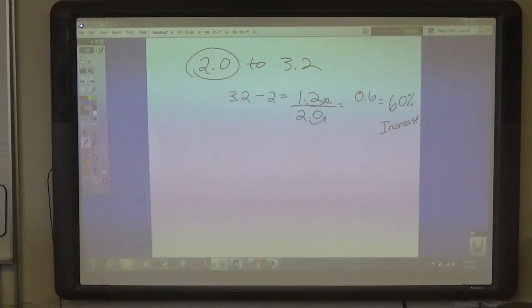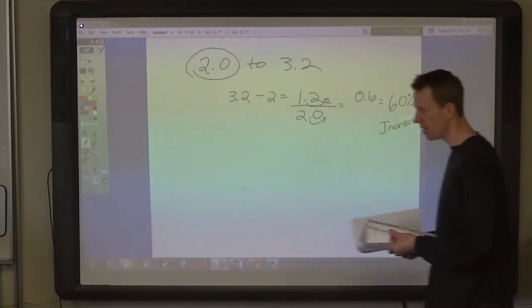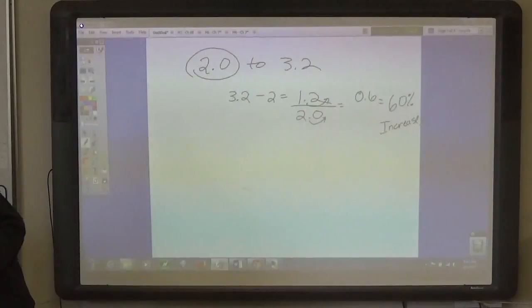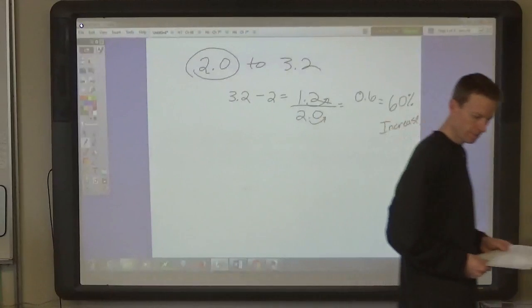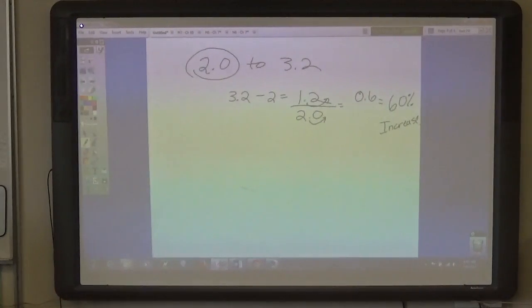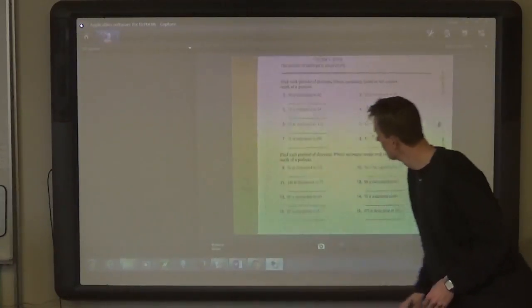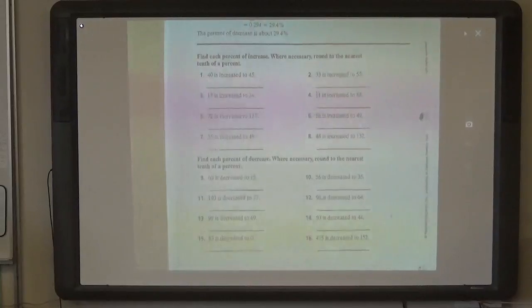If the numbers are going up, if they're getting bigger, from 2.0 to 3.2, it is an increase. If the numbers are going up, it's an increase. If the numbers are going down, it's a decrease.